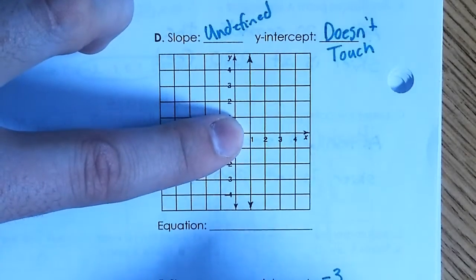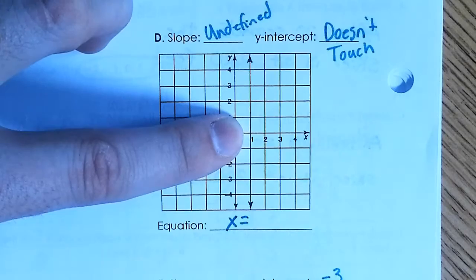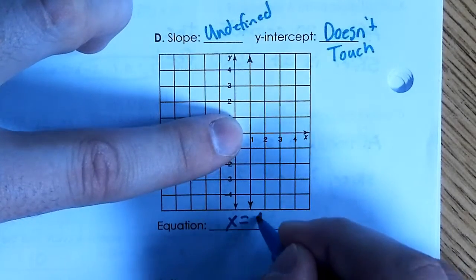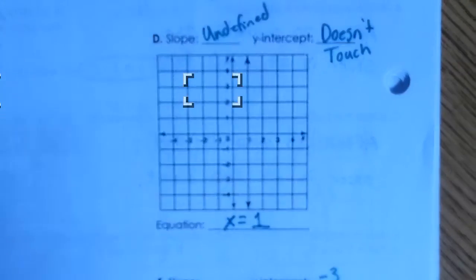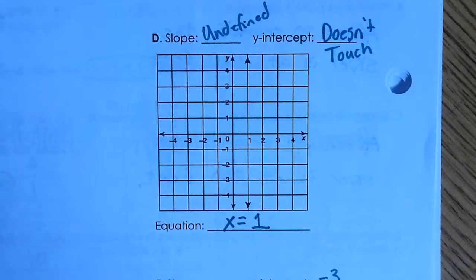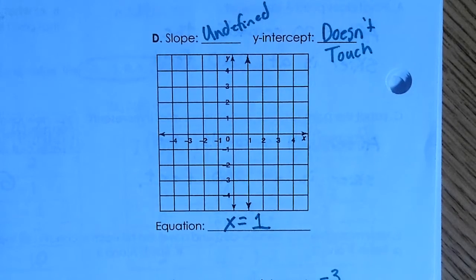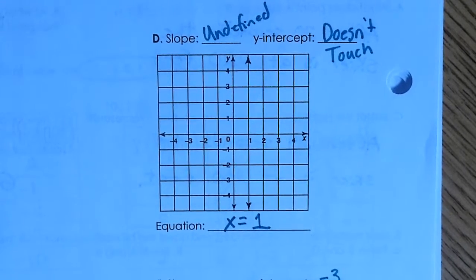So the equation for something like this, when it's undefined, is x equals, and then wherever it's going through. So right now it's going through the 1, right? So x equals 1 would be that equation. So when it's straight up and down, just like this one, it's always x equals. When it's no slope, it's y equals just your y-intercept. But when you have a slope, we have to find the slope.